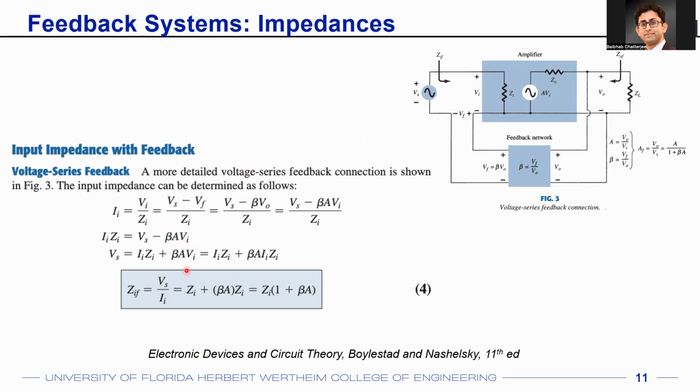Now you can break down the Vs and Ii quantities. So your current Ii is going to be Vi divided by Zi. So let's say this Vi is the input to your amplifier in the open loop scenario. So first, let's just forget about the feedback for a moment.